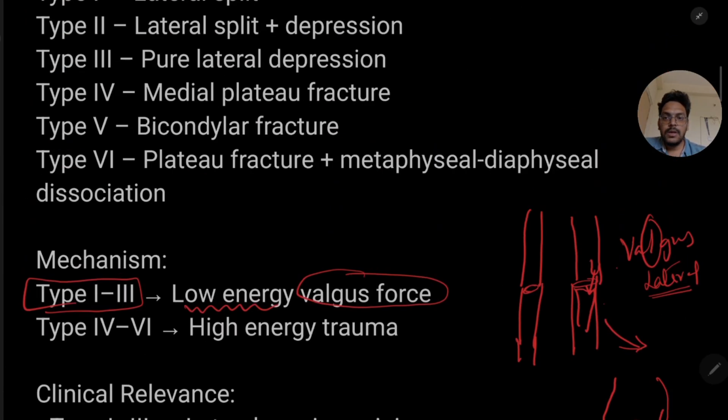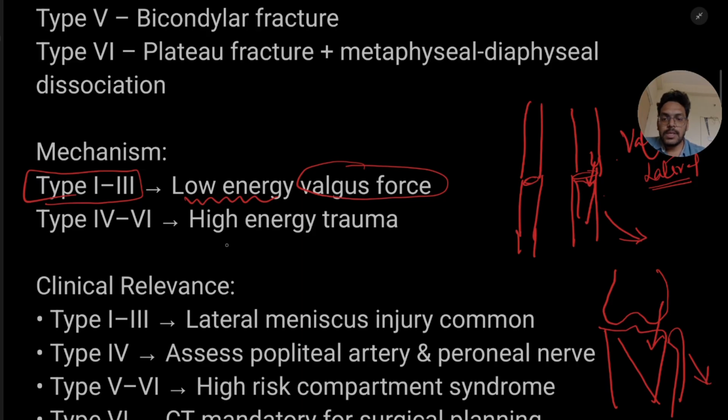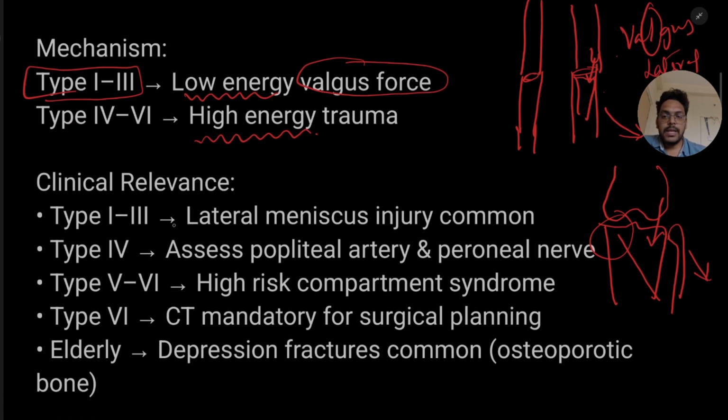Types 4 to 6 are very high energy traumas. If the medial condyle has to break, then it's a high energy trauma like a road traffic accident. The clinical relevance is mainly that in types 1 to 3, only the lateral condyle part is damaged, so there is a chance of lateral meniscus injury.